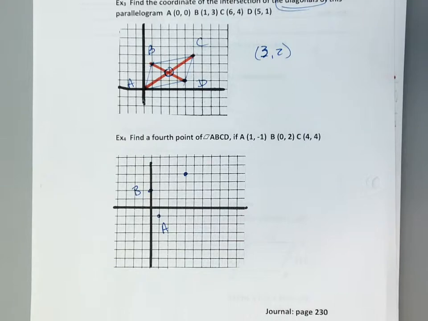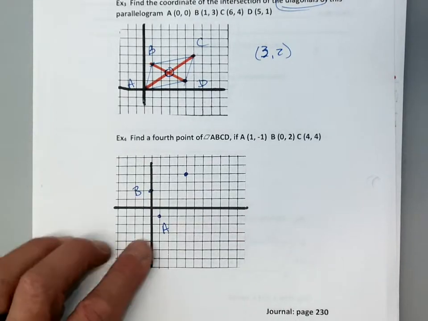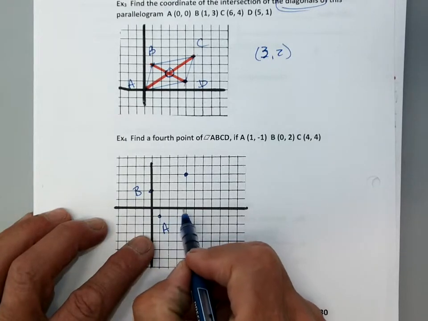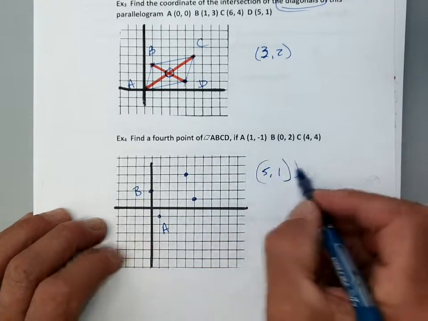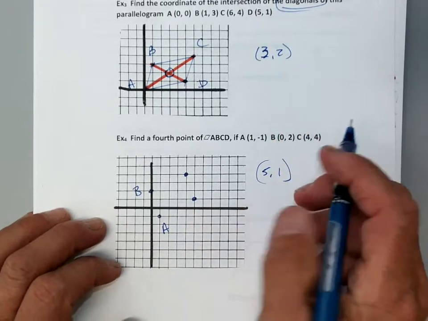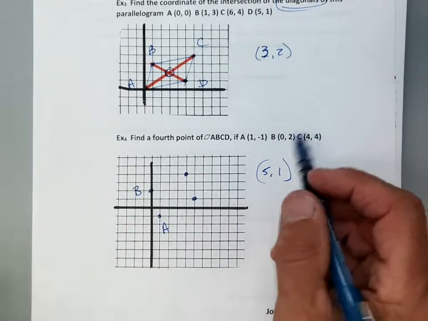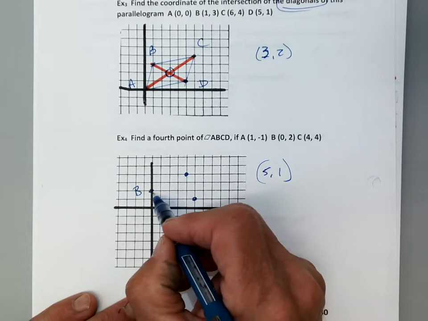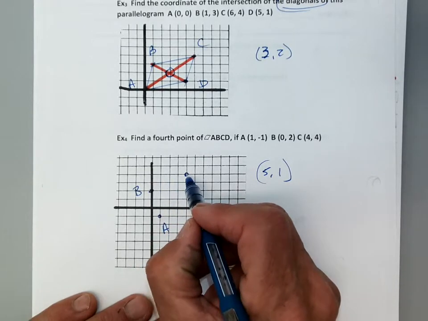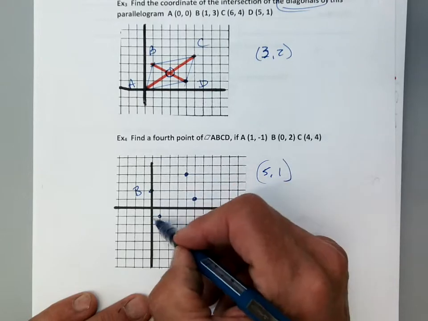Let's take the easy one, Max. What'd you say? The 5, 1. Okay, Max said the easy one's at 5, 1. How do I know Max is right? He is right, but how do I know he's right? Check the slopes, right? Up 1, 2, 1, 2, 3, 4. Down 3, 1. Nice job, Max.